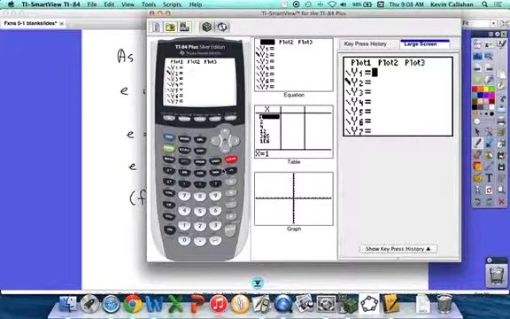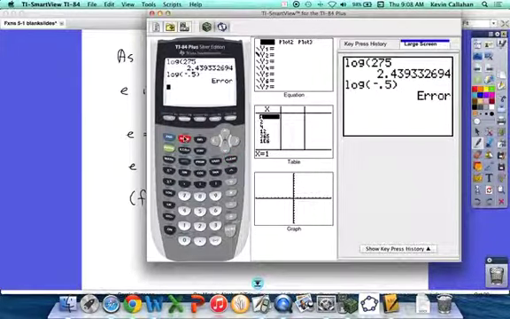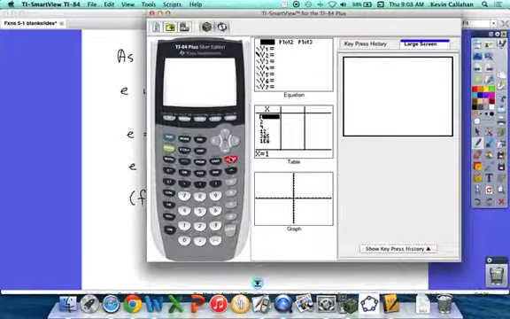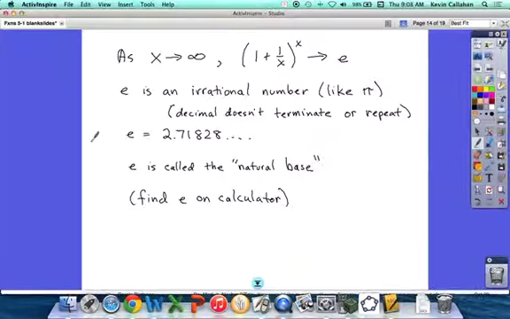So e is an irrational number, which means as a decimal, it never terminates, it never repeats. If I hit the e right here and hit enter, 2.71828... that is called the natural base. So we will have exponentials now.